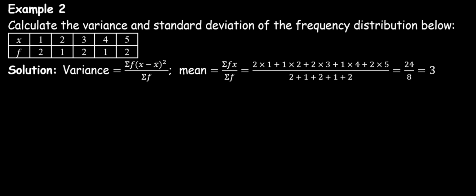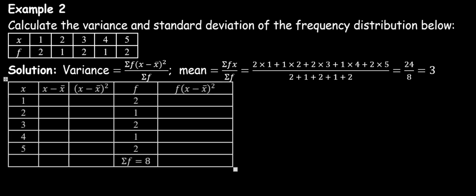Next, we prepare a table for the variance. In our variance table, x values were given originally along with our frequency. So we'll be looking for other items in the formula. First is x minus x bar, which is subtracting the mean from the x values. Our x bar is 3. So 1 minus 3 is minus 2. 2 minus 3 is minus 1. 3 minus 3 is 0. 4 minus 3 is 1. 5 minus 3 is 2.